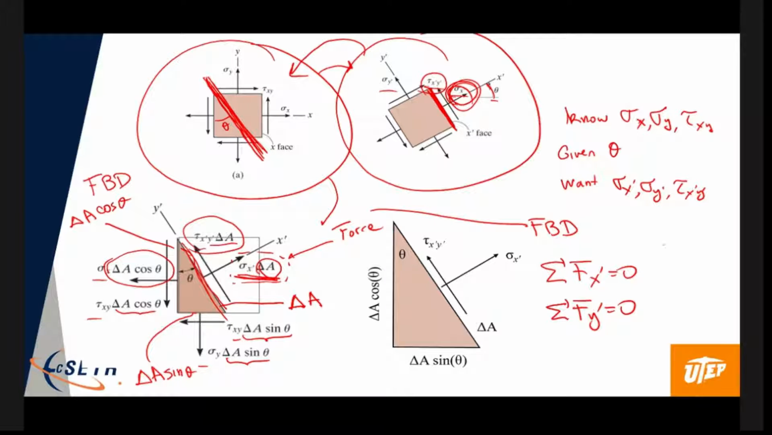And so from this, you get two equations that will allow you to solve for our unknowns, at least on this free body diagram. What don't I know? I don't know sigma x prime or tau x prime y prime. But here I have two equations that I can use to solve for sigma x prime and tau x prime y prime. Does that make sense?